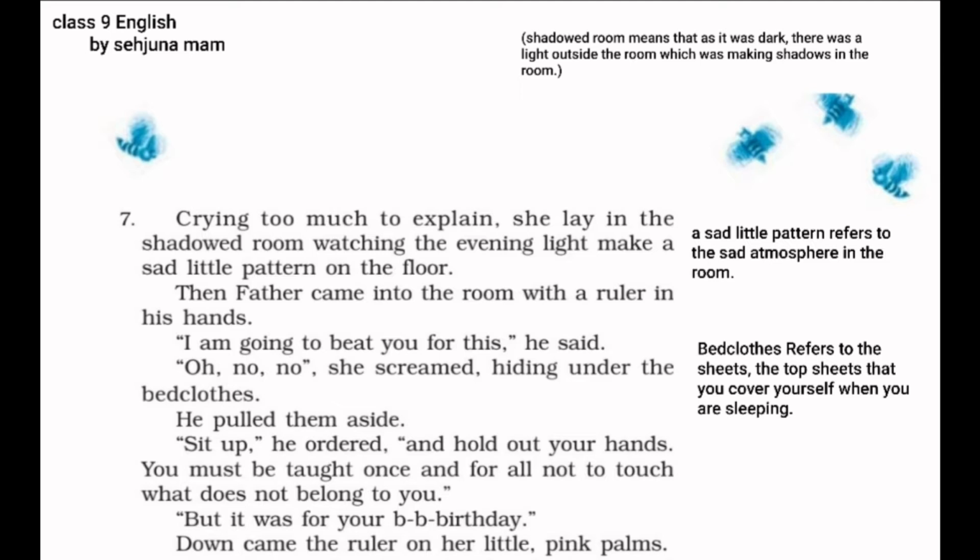Then, father came into the room with a ruler in his hands. Now, he is about to punish Kezia for the wrong act which she had done. Here, we will see what happened with Kezia. Now what will her father's reaction be? "Next, I am going to beat you for this," he said. "Oh, no," she screamed, hiding under the bedclothes.